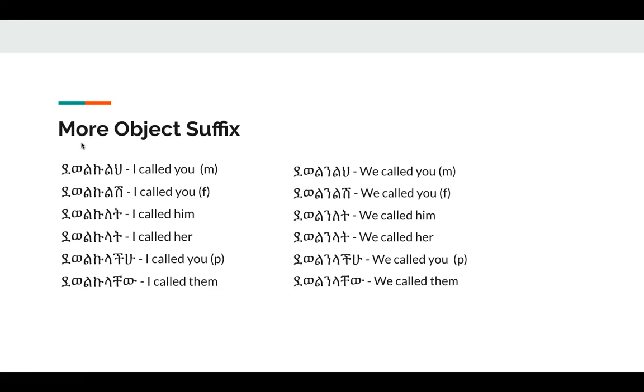So Dawul Kulih is I called you. Dawul Kulish is I called you for female. That's why M is for male and F is for female. Dawul Kulet is for I called him. Dawul Kulat is I called her. Dawul Kulachu is I called you guys, you being a P for plural, Dawul Kulachu. Then there is Dawul Kulacho.